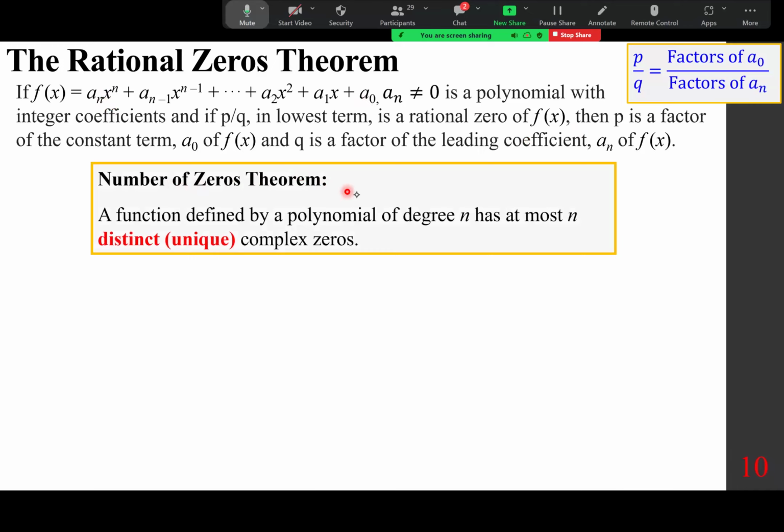Number of zeros theorem. A function defined by a polynomial of degree n has at most n distinct unique complex zeros. Remember, a plus bi. That's the concept of a complex number. Complex numbers are real numbers and imaginary numbers, the combination of the two, the union of the two.